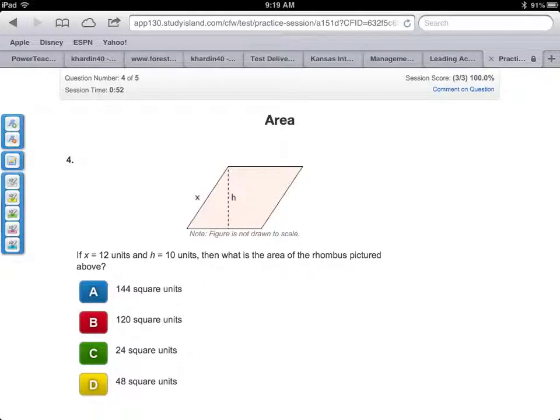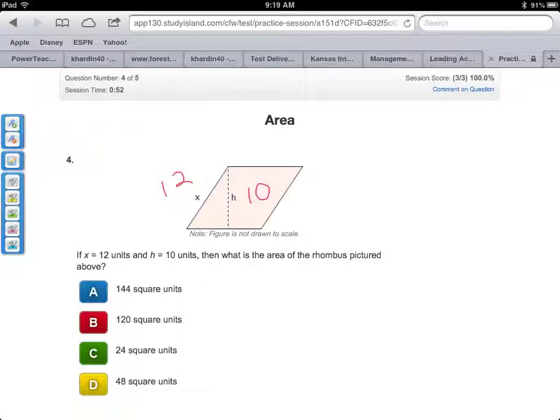This question is asking us to find the area of the rhombus. Well, a rhombus is a parallelogram. So the area here would simply be base times height. Now the base is 12 and the height is 10.